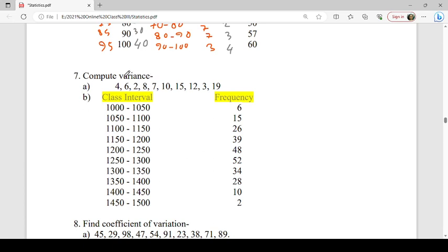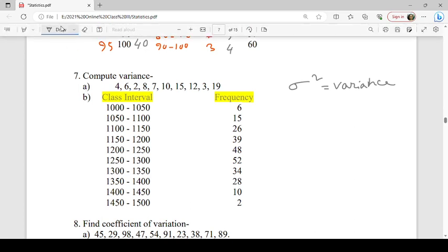Next it is variance. Variance is nothing but sigma square. You find sigma, then sigma square is variance. Sigma means standard deviation, and so this is small data. We can try this one. 7a. 7a will try.